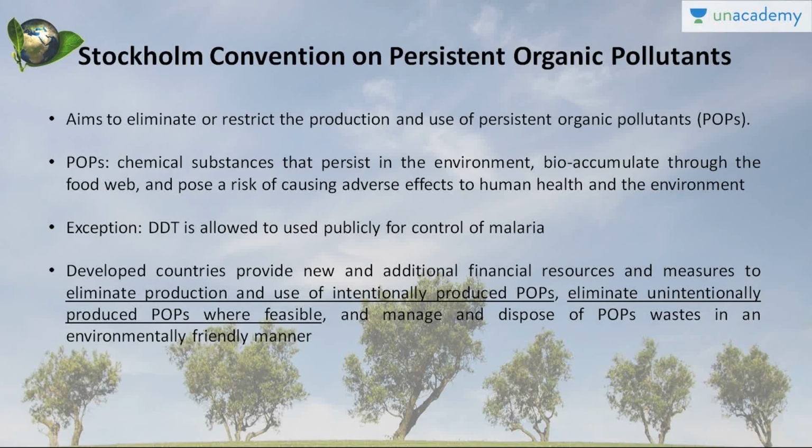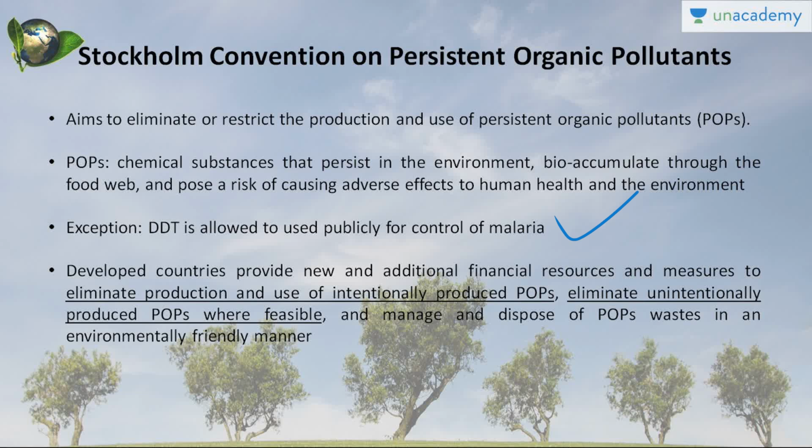Then you have the Stockholm Convention on Persistent Organic Pollutants. It aims to eliminate or restrict the production and use of persistent organic pollutants. POPs are chemical substances that persist in the environment, bioaccumulate through the food web, and pose a risk of causing adverse effects to human health and the environment. The exception is DDT, which is allowed to be used publicly for control of malaria. So that is the exception to the Stockholm Convention on persistent organic pollutants. Persistent means they will stay in the environment, they will just not go away.